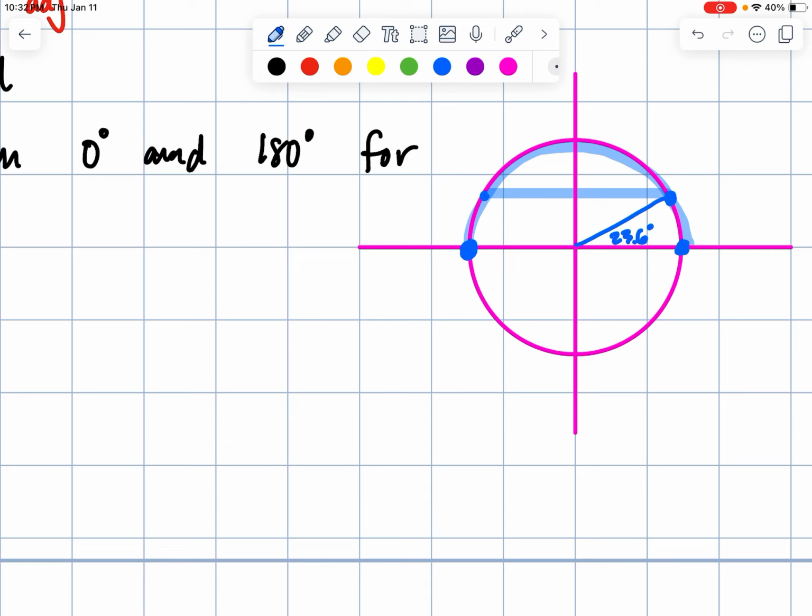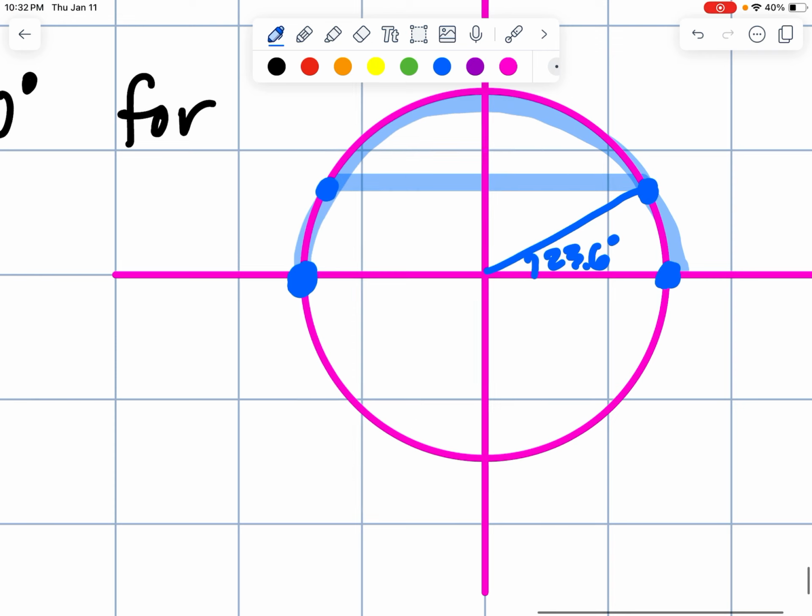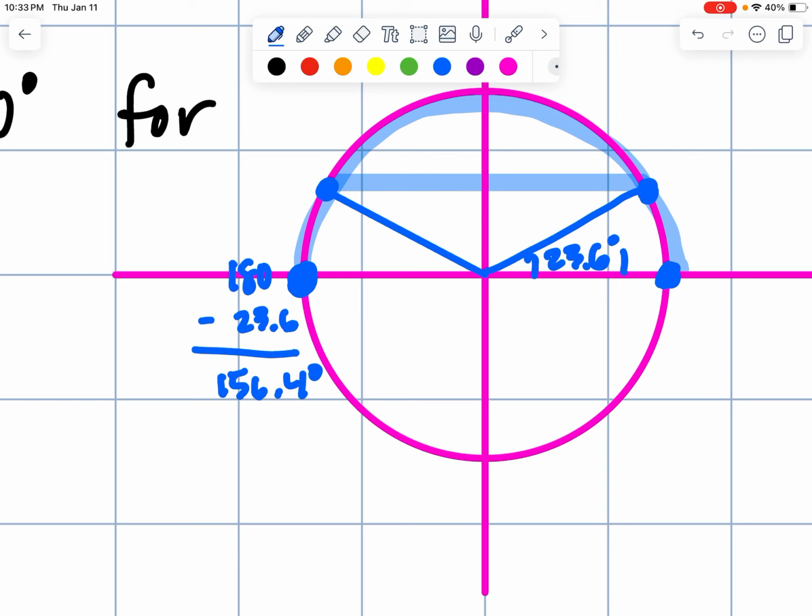So wouldn't it make sense to do the same thing here? Absolutely, it should. So if we really consider this, if it's 23 degrees in this direction, starting at 0, it would be 23 degrees subtracted from 180. It's kind of like your terminal points. So if you subtract 180 degrees and you subtract that 23.6, you should get a second value, 156.4 degrees. And that is the second value that you would get on this interval.